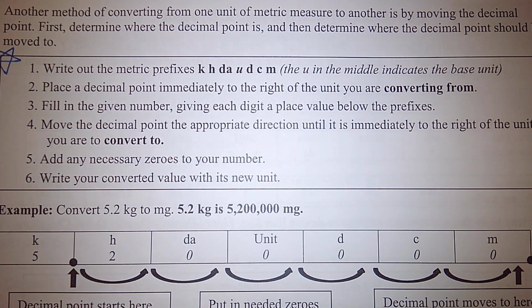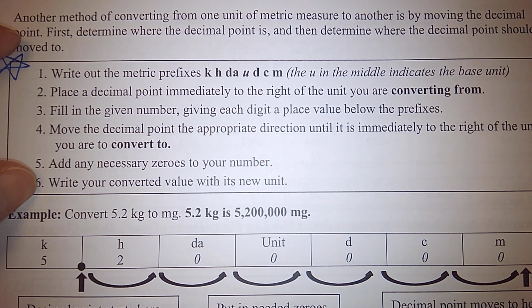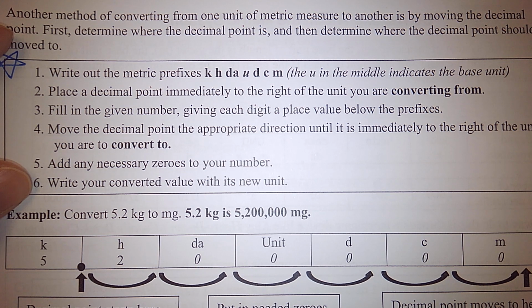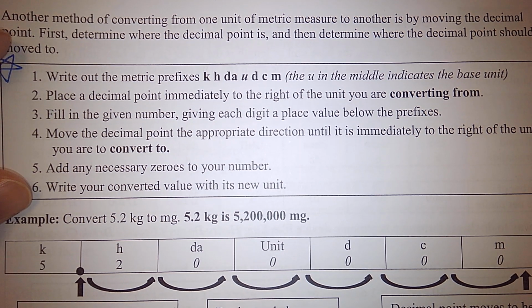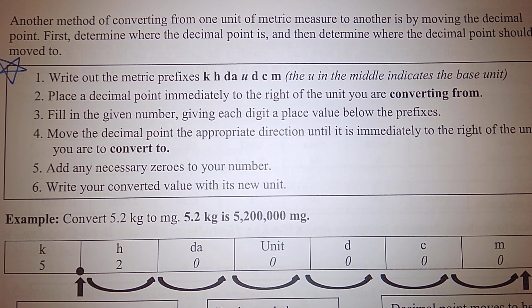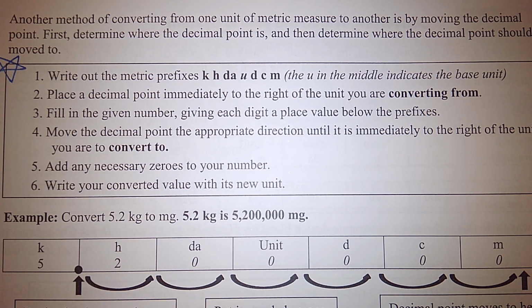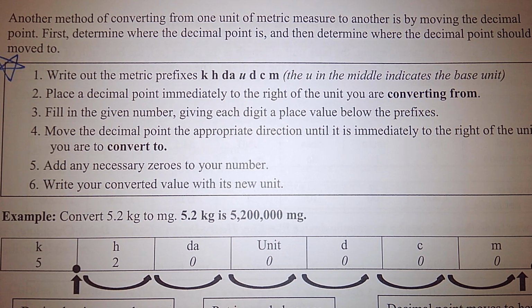I'm going to ask another volunteer to read everything in the table. Lauren: Another method of converting from one unit of metric measure to another is by moving the decimal point. First, determine where the decimal point is, and then determine where the decimal point should be moved to. 1. Write out the metric prefixes K, H, DA, U, D, C, M. The U in the middle indicates the base unit.